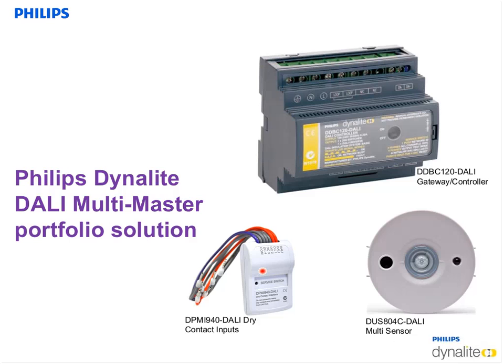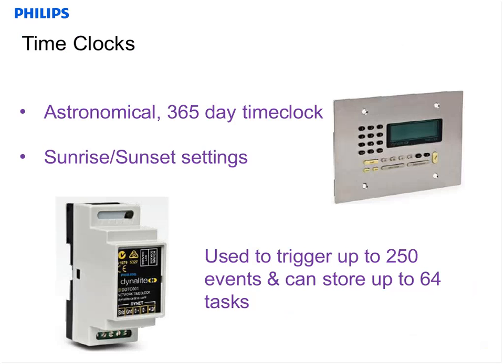You might wish to attach a time clock to your dynet network. Now, you don't have to attach a time clock. You can make many, many things happen in a dynet network by just having your luminaires, your dynalite controllers, some sensors, because by detecting movement, detecting sunrise, sunset, so much can happen, so much energy can be saved.